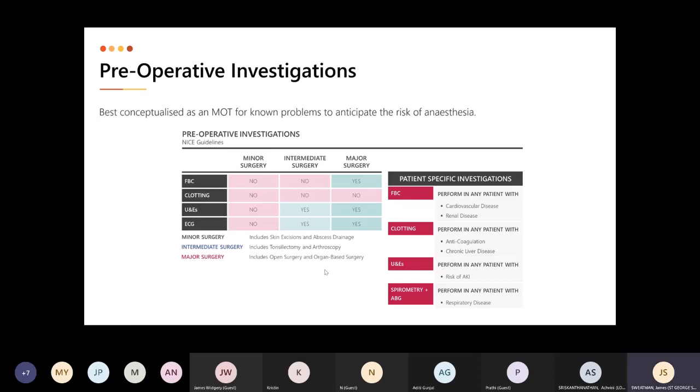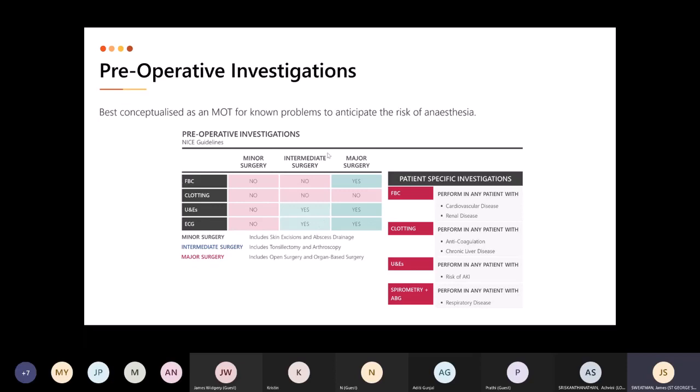And I won't go through this, but this is from my notes, and this is the NICE guidelines for preoperative investigation. So these are the things that NICE say you have to do for minor, intermediate, and major surgeries, and then the patient-specific investigations on the right-hand side as well.